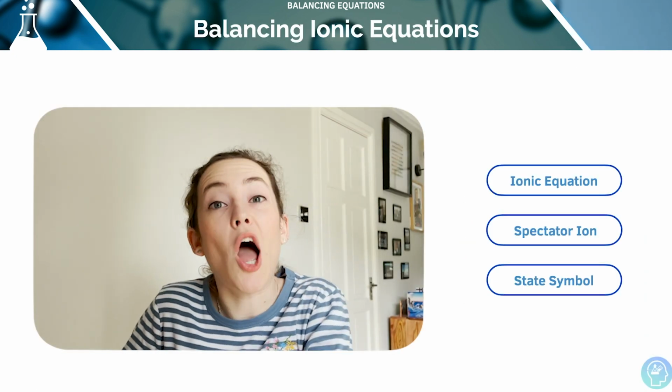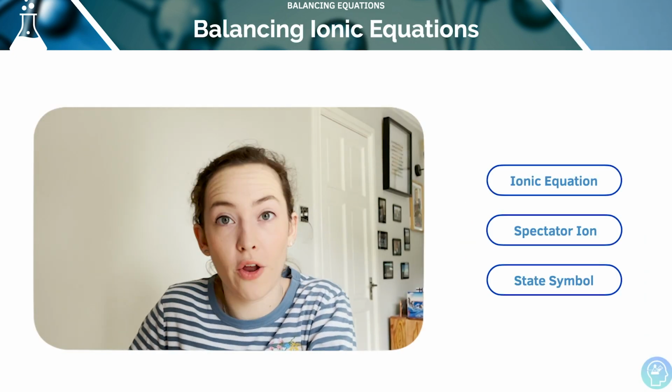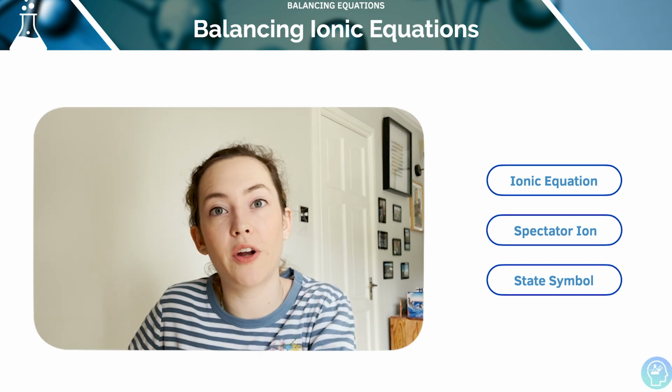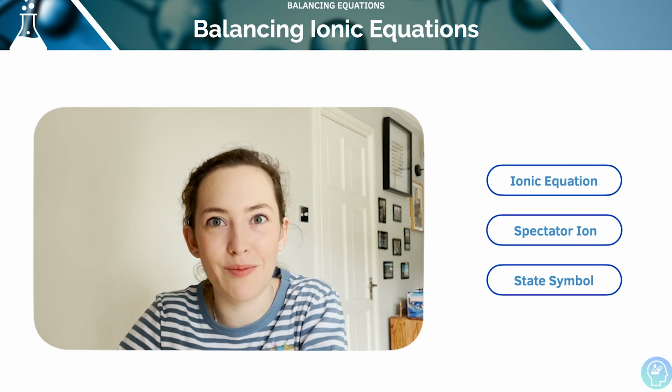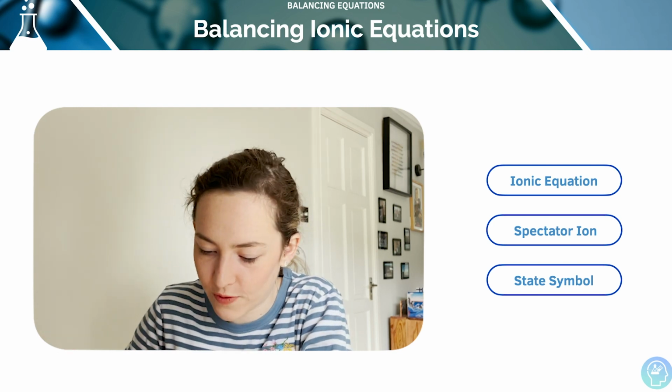In terms of balancing ionic equations, we need to consider the ionic equation itself. So can you write out an ionic equation? Do you know what spectator ions are? And do you know your state symbols? Those are all really important rules for balancing them.